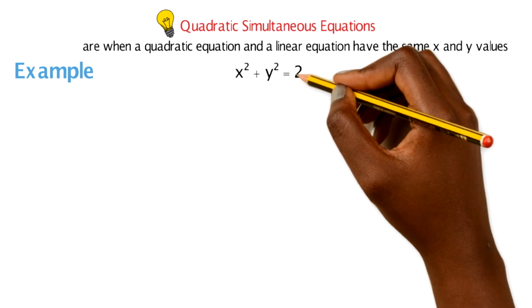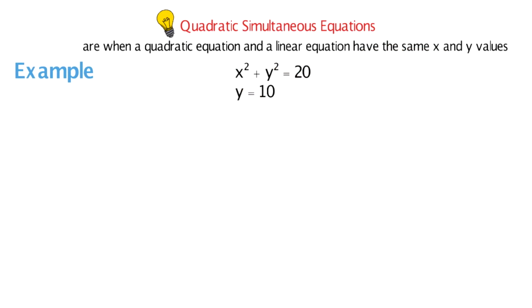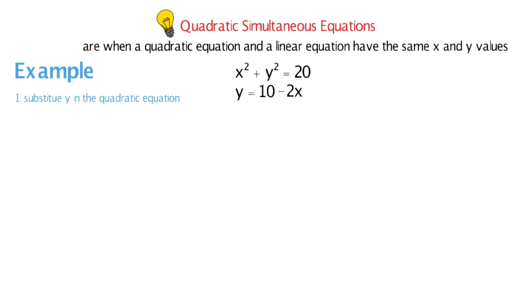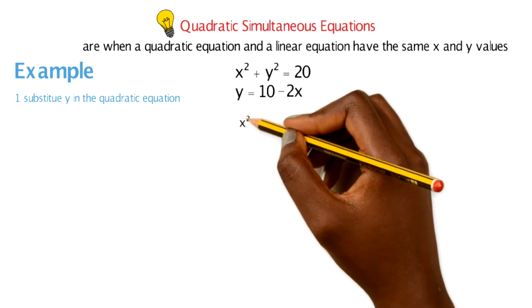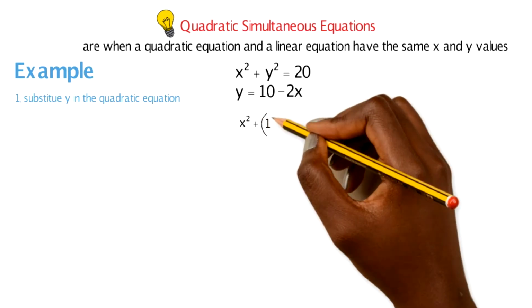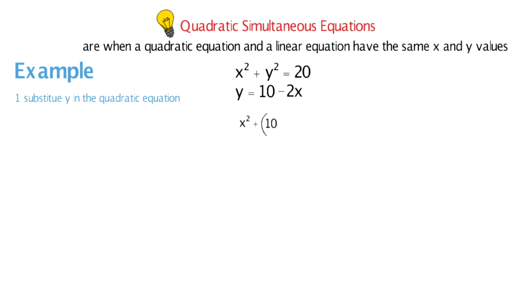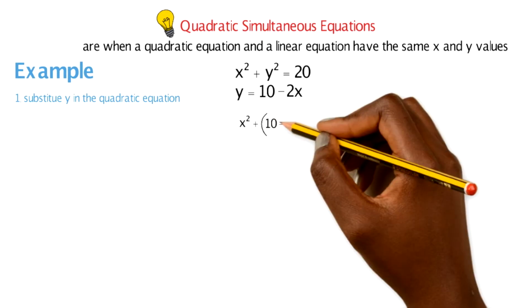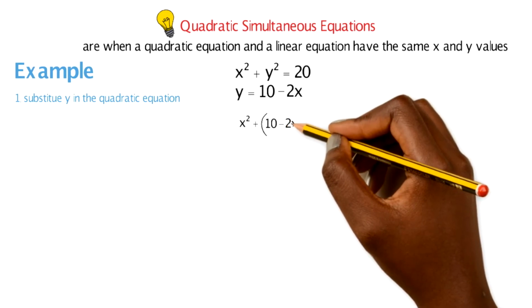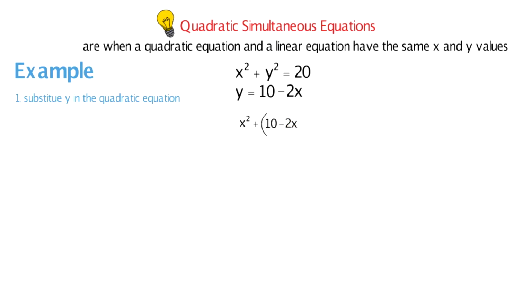So an example of this: let's say we have x squared plus y squared equals 20, that's our quadratic equation, and we have y is equal to 10 minus 2x. The first thing you want to do is either substitute x or y into the quadratic equation. From the linear equation, it will be easier to substitute y. So rather than writing x squared plus y squared, we're going to change that part to x squared plus (10 minus 2x) squared is equal to 20.